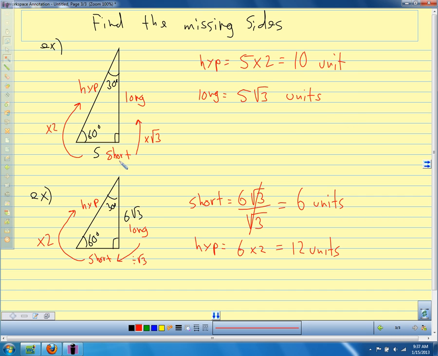So again, the short side is the key. Short side is the key to our 30-60-90 triangles. We always want to find the short side. If we don't have it, we want to find it, and that'll help us find our other sides. Let's look at one more example.